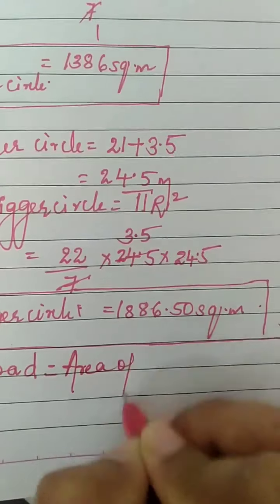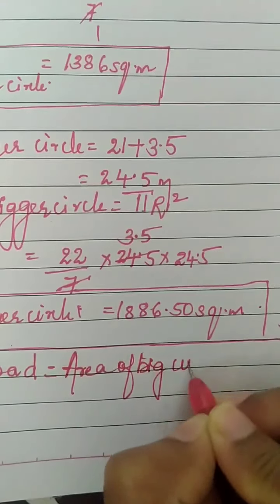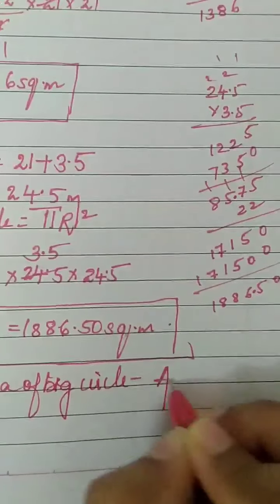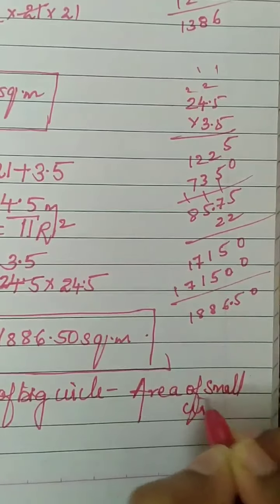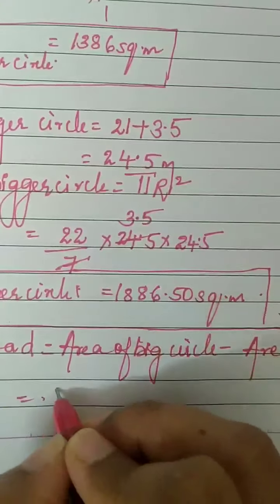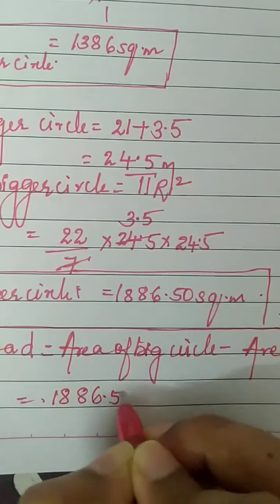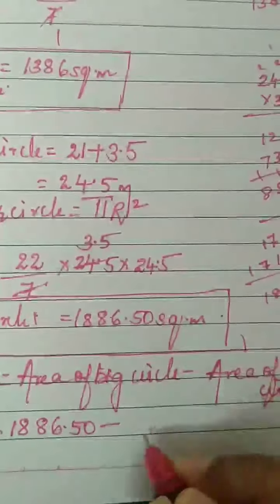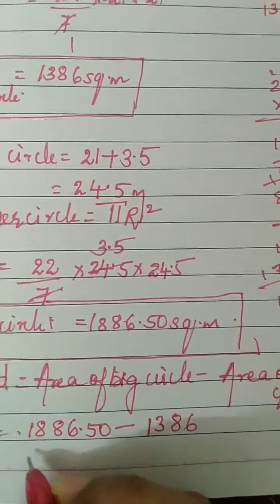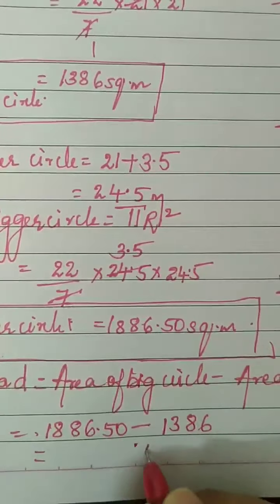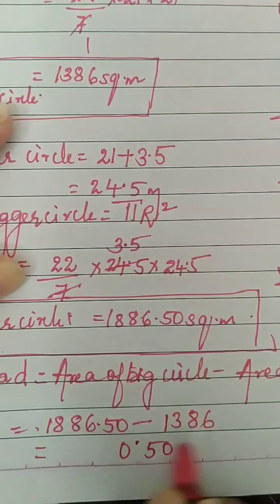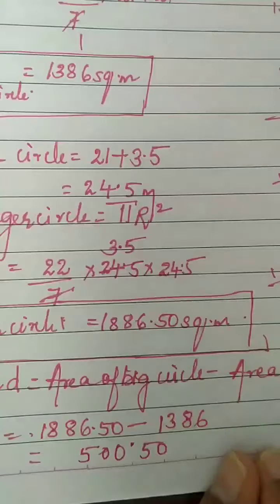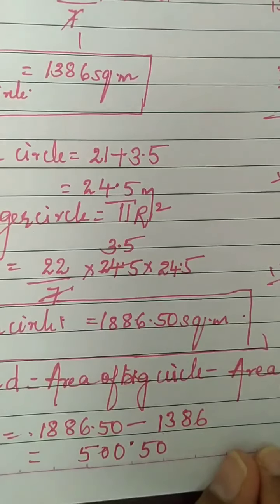Area of big circle minus area of small circle. Subtract. Big circle we got 1886.50 minus smaller circle we got 1386. So 0.50 will remain as it is. 6 minus 6 is 0. 8 minus 8 is 0. 8 minus 3 is 5. And 1 minus 1 is 0.